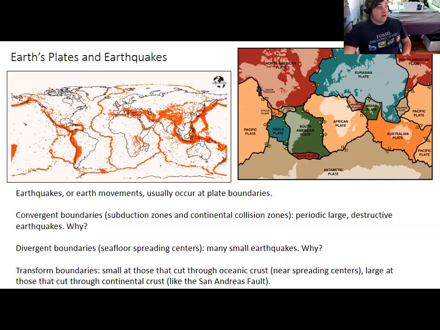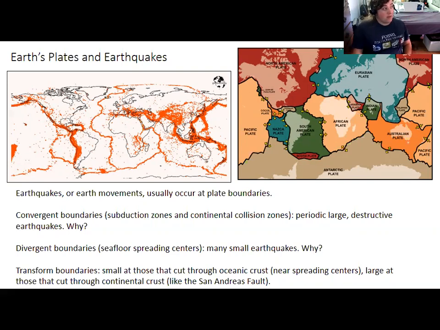Not to mention that at continental collisions, where you have two continental plates, continental crust is just thicker in general, and you get very large earthquakes when you have faults on continental crust. So that's why spreading centers don't tend to have as big earthquakes, because the crust there is relatively warm and relatively young. Does that make sense? Yes. Okay, cool, glad to hear that.